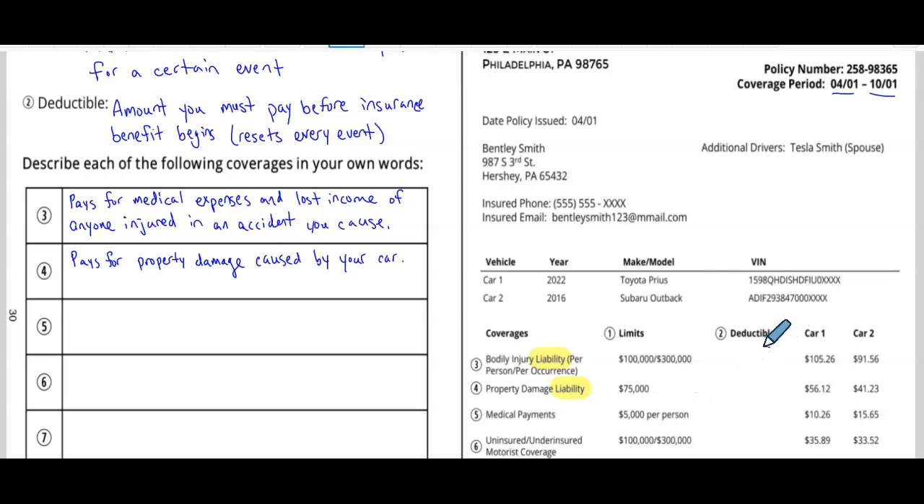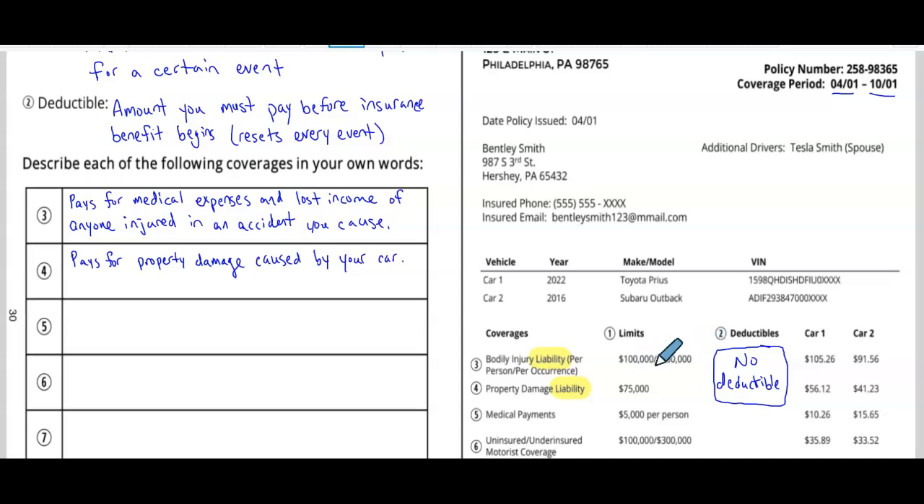Notice that this section doesn't have anything here. That's because liability insurance never has a deductible. Okay, so if you cause damage to a person or their property, there is no deductible. The insurance pays it up to the limit.